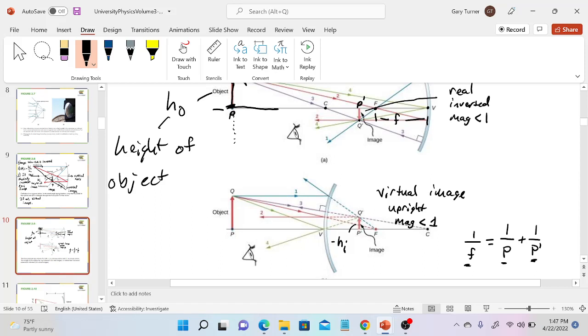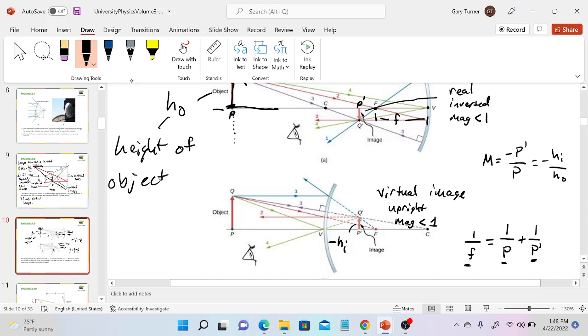And if you get a positive number, then your image is on the same side of the mirror. If you get a negative number, your image is on the opposite side of the mirror. And that means that HI will then also be negative when you plug that into the magnification equation. You can also get your magnification from here as well. Your magnification will also equal negative P prime over P, okay? So these two equations are the same.